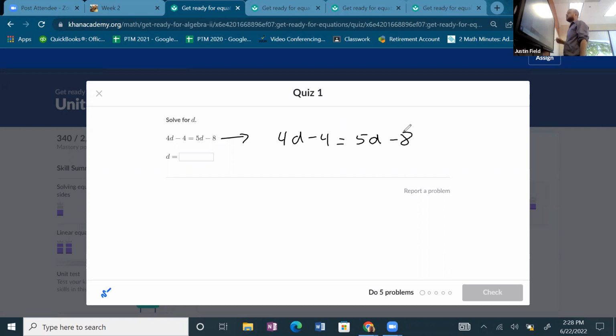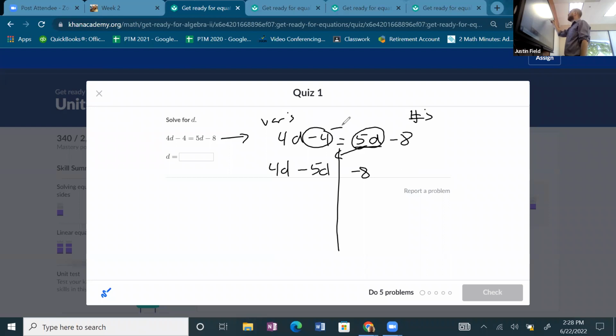So here's our original equation. Drop a line under the equal sign, and let's put the variables over here and the constants over there. If it goes over the line, it changes its sign. So 4d minus 5d, put that over, change the sign, and then the -8, bring that down. This -4 is going to go over and change the sign to be +4. Follow that.